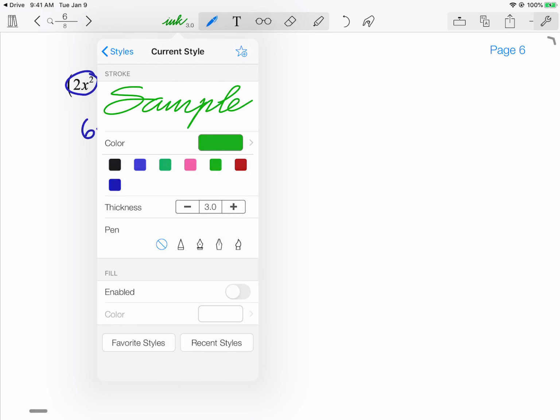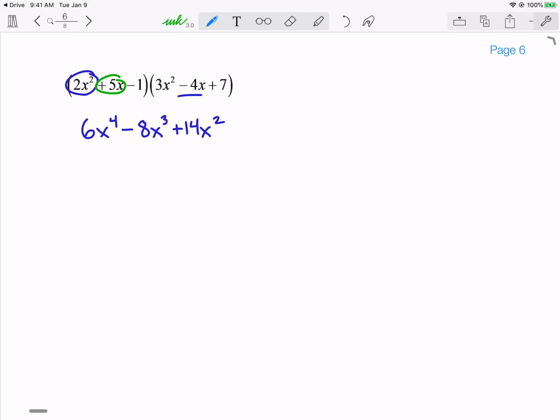And then I'm going to move on. Now I'm going to distribute the positive 5x. Positive 5 times 3 gives me plus 15. And then I've got an x cubed. Positive 5 times negative 4 gives me negative 20. And then I've got x squared. And positive 5 times 7 gives me positive 35x.